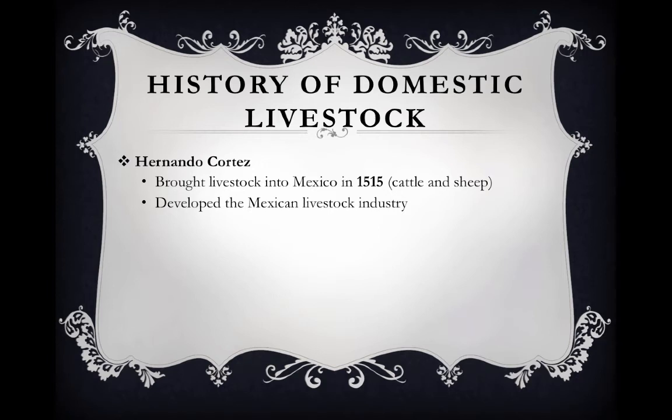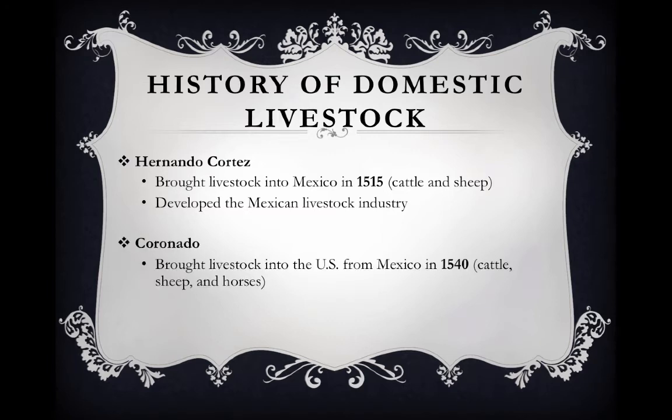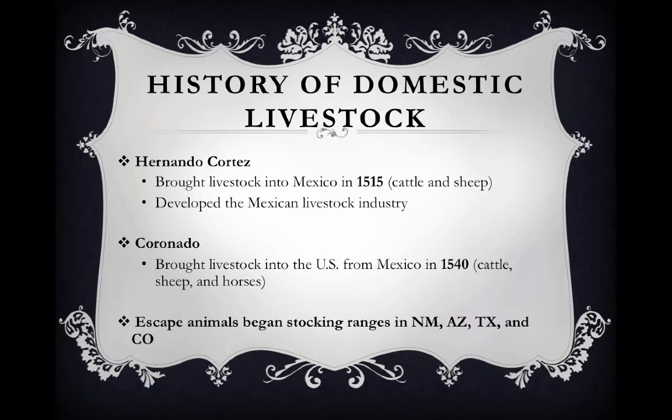All right, so as we look more at the history of domestic livestock, again, Cortez was the first settler that actually brought livestock into Mexico in 1515, and he was really predominant in developing the Mexican livestock industry. And then shortly after that, in 1540, Coronado actually brought livestock into the U.S. from Mexico. So Cortez got the livestock to Mexico, and then Coronado was able to bring that livestock from Mexico up into the U.S. in 1540. And the livestock in this sense was cattle, sheep, and horses for the most part.